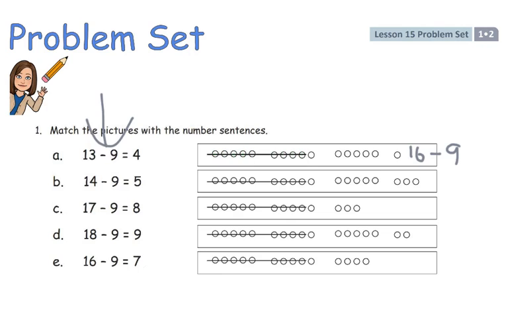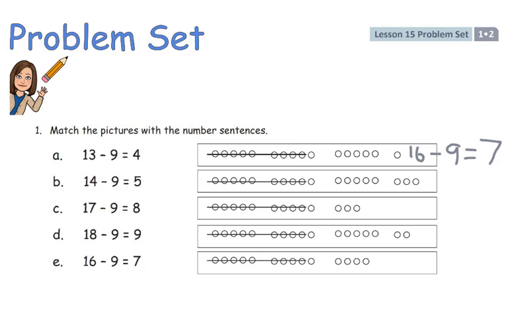And then to find out the answer, how many are left, we're going to count the circles that are not crossed off. So let's see. 1, 2, 3, 4, 5, 6, 7. So this equation is 16 minus 9 equals 7. Now I'm going to look again over here on the side to find which equations match that picture.